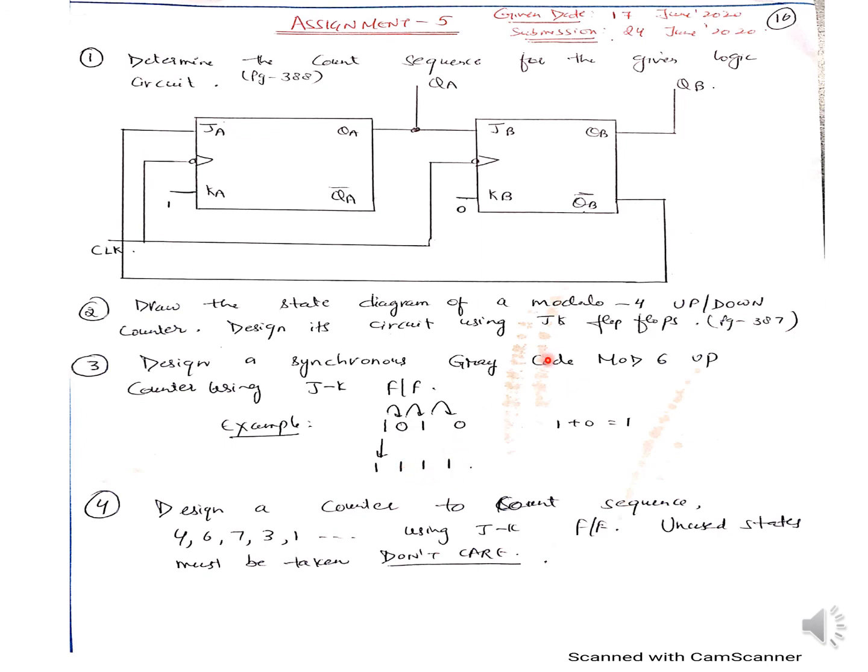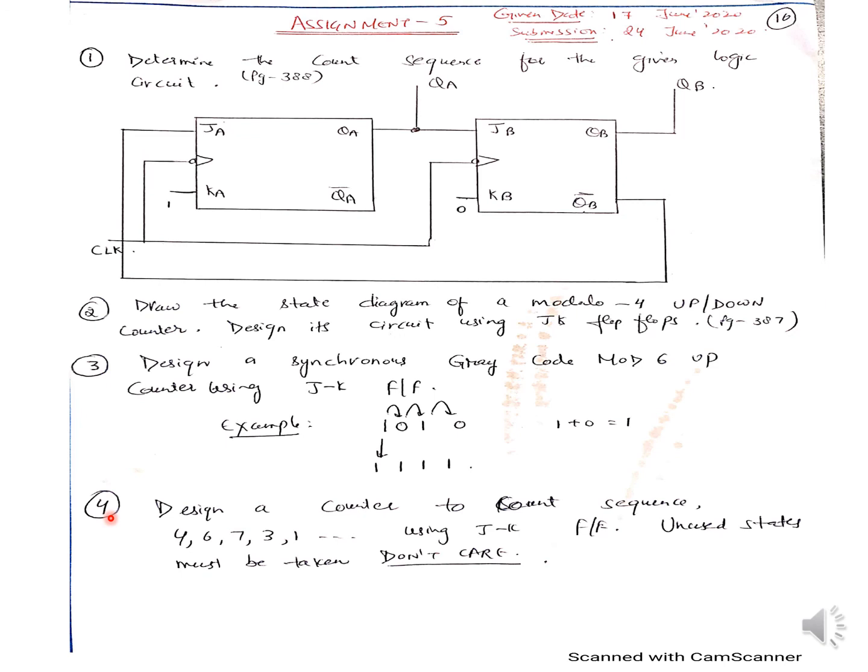Okay, so you have to do the gray code for mod 6 up counter. Okay, so you will write the 6 states. Then in the next state you will write the gray code of the number, and then you will design the counter using JK flip-flop. Try to do it.